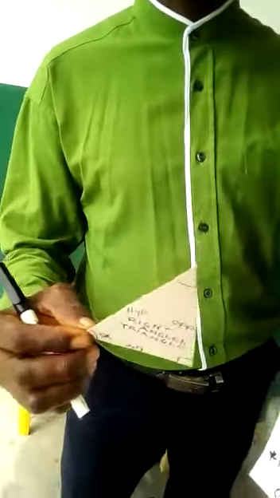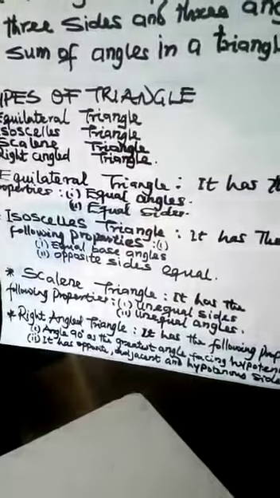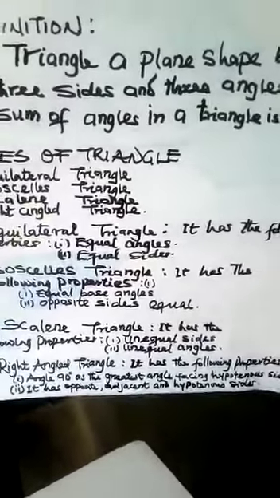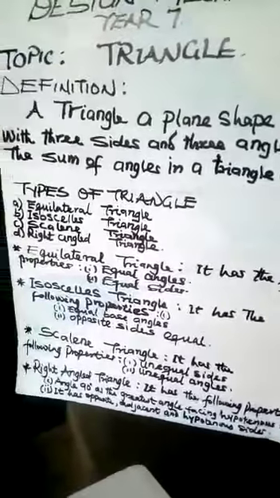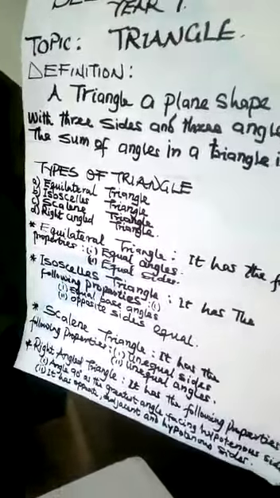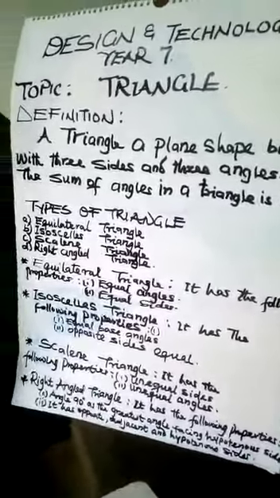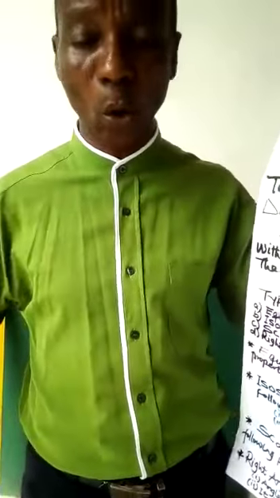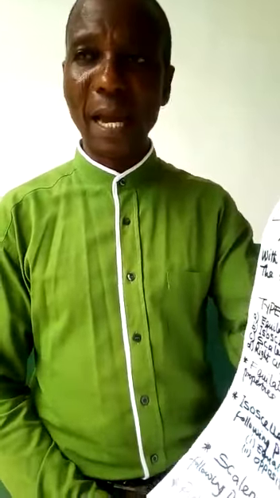Remember once again that the sum of angles in a triangle equals 180 degrees. In other words, a triangle, just as the name implies, has 3 angles and 3 sides. So you sum the angles together, they must sum up to 180. If it is less or more, then know for sure that your construction is wrong. There's a problem somewhere.